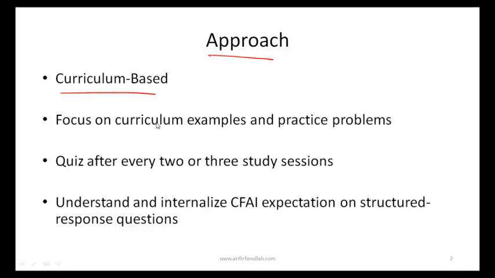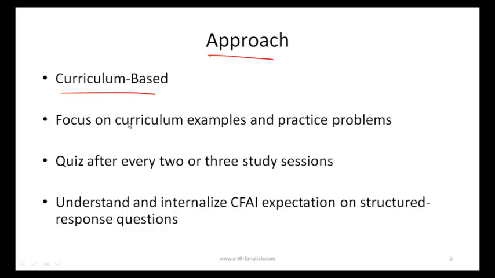The approach is going to be curriculum based. So I'm not going to make references to any study notes. This doesn't mean that you can't use study notes. Those who want to use notes can do so. But what I'll try and do is base all my lectures on the curriculum. I'll point out what I think are the most important points, and some examples we'll do in class.